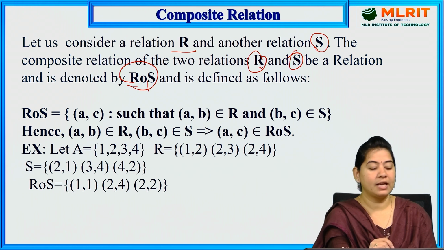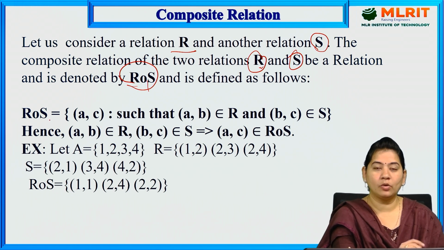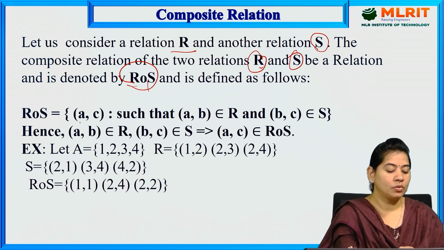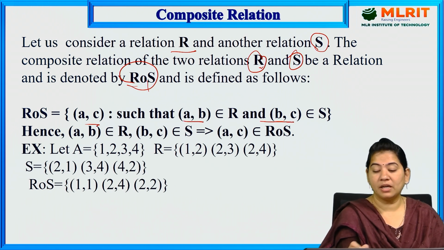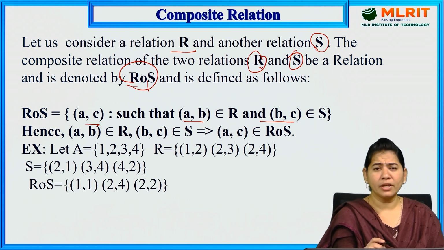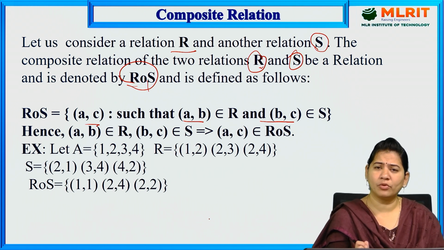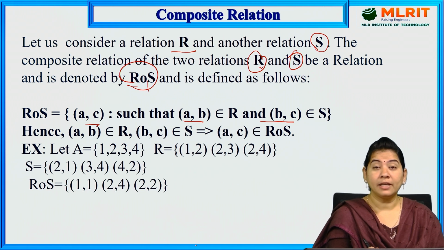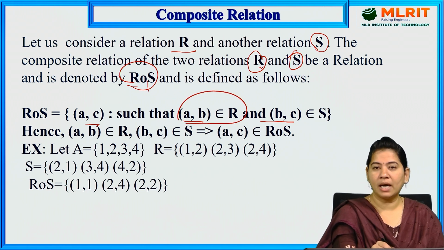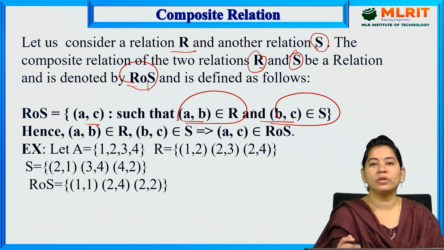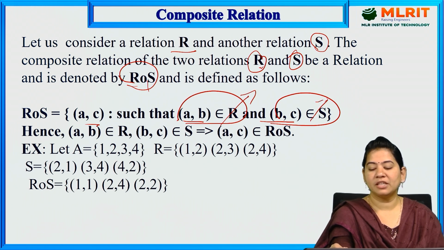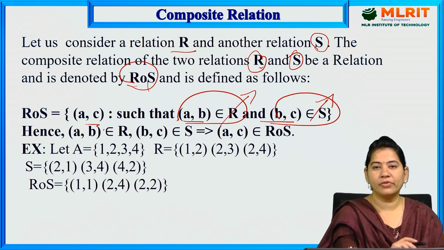And this is defined as, how do you find R circle S? You will get A comma C such that A comma B belongs to R, B comma C belongs to S. Means you will get the answer for R circle S in the form of A comma C. If A comma B belongs to R and B comma C belongs to S, this is like transitive, but they belong to different relations. So A comma B belongs to one relation R, B comma C belongs to another relation S. Based on this, you get the answer for R circle S in the form of A comma C.